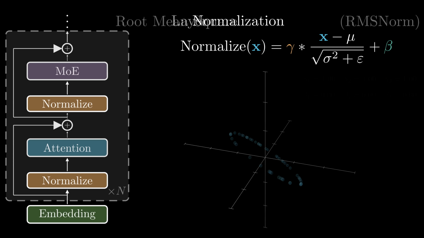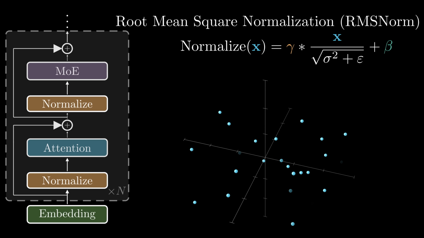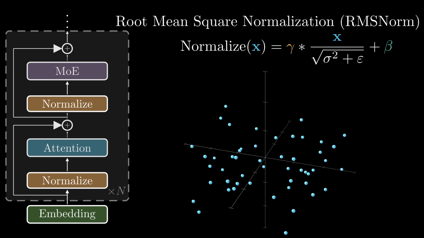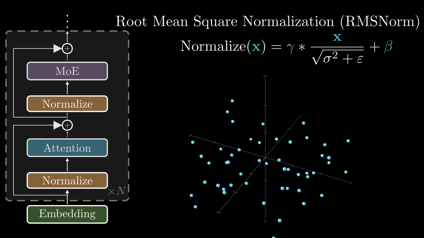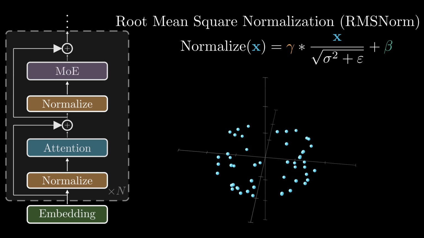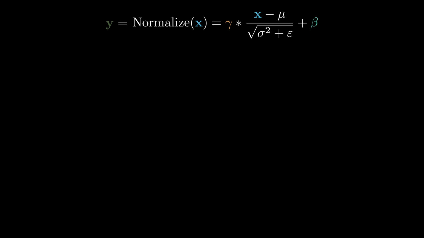In recent models, root mean square normalization, or RMSNorm, has become increasingly common. It simplifies layer normalization computation by skipping the mean subtraction step. RMSNorm rescales the vectors to a unit sphere. Let's now visualize the effects of the normalization layer.